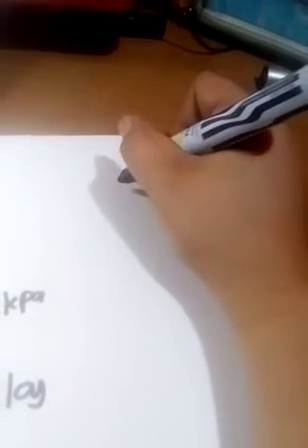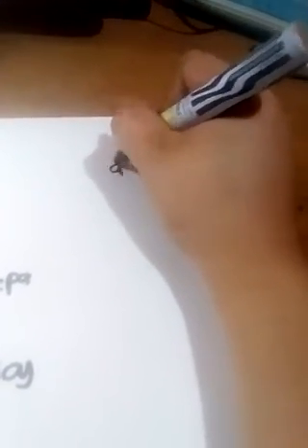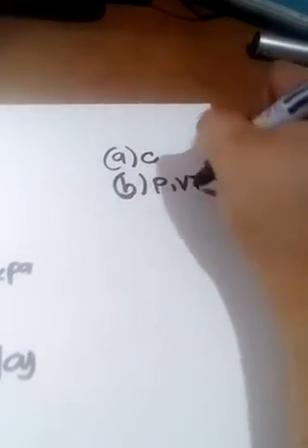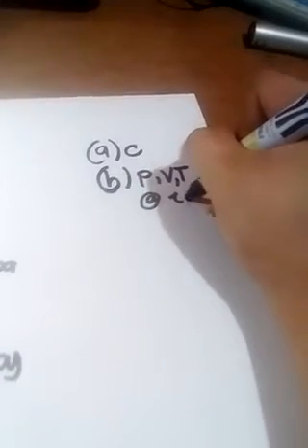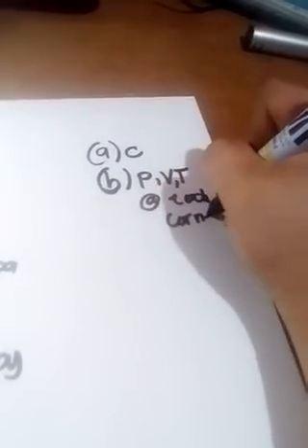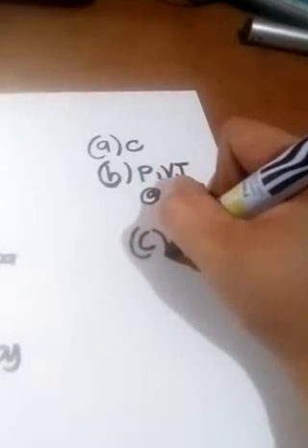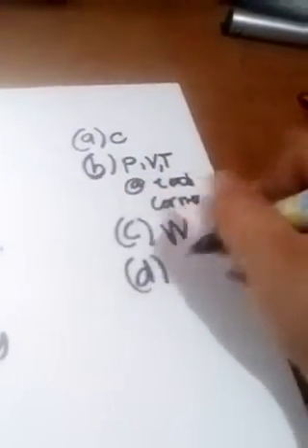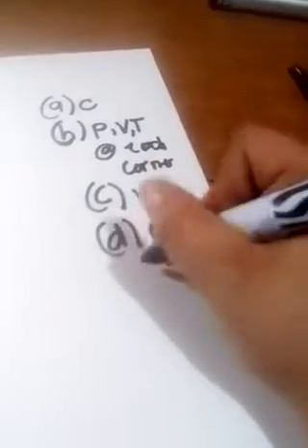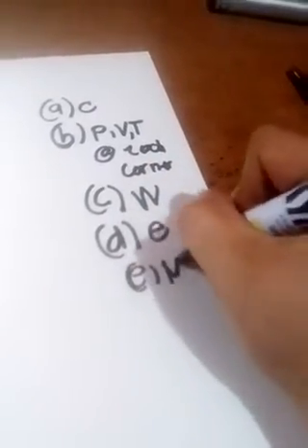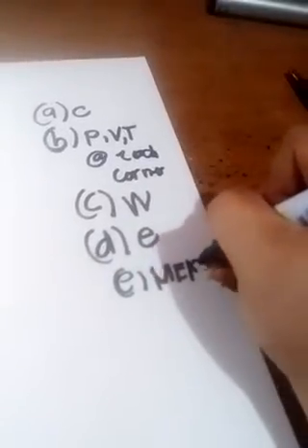So first, let's identify the different unknowns. The first unknown is the percentage clearance. The second is PVT at each corner. For C, we have the work. For D, we have the efficiency. And for E, we have the mean effective pressure.